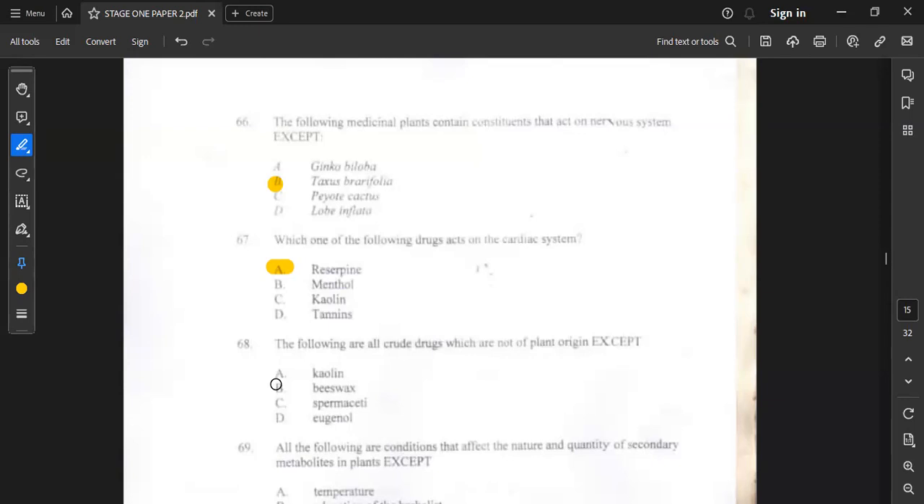Spermaceti. Even I was thinking of the same. I would think eugenol, because spermaceti is a form of wax gotten from animals, but eugenol is a phytochemical gotten from things like cloves. So I'll go with eugenol. Okay, you go for eugenol. Somebody is saying they'll go for kaolin.